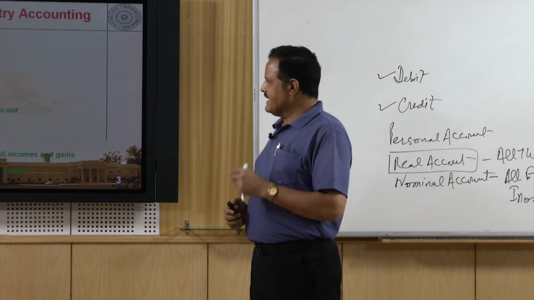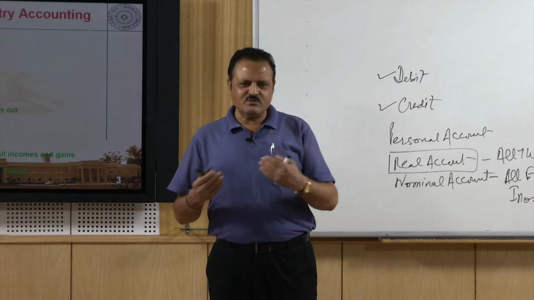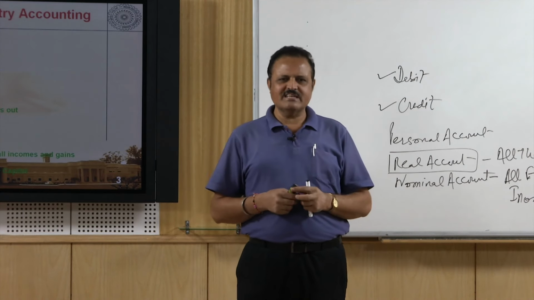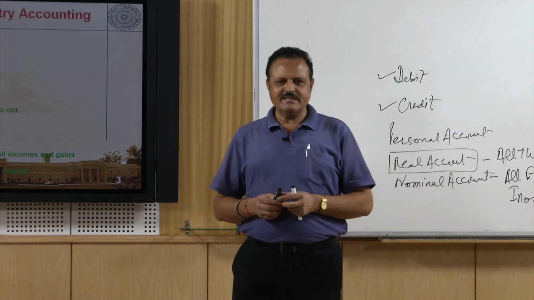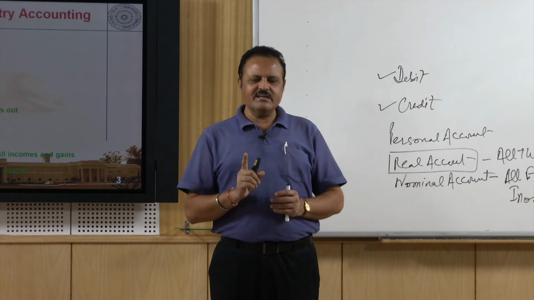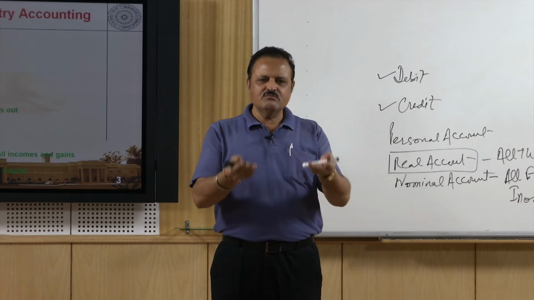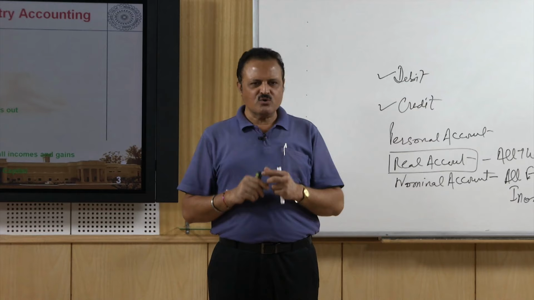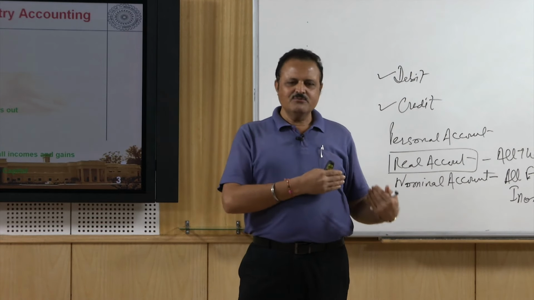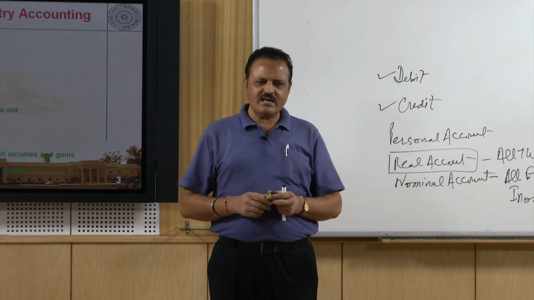Then the real account. In case of the real account, the rule is: debit what comes in. If something is coming into the firm, that will be debited. For example, there is a company XYZ Limited. They purchase raw material for 1000 rupees. So material worth 1000 rupees will be coming in, and cash of 1000 rupees in lieu of that will be going out. So something is coming in, something is going out. So the material account will be debited and the cash account will be credited.